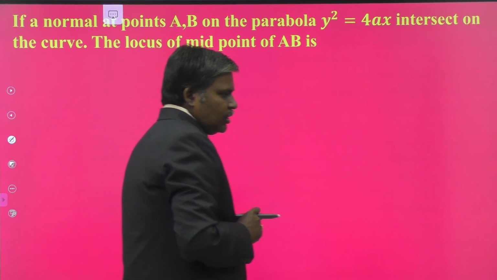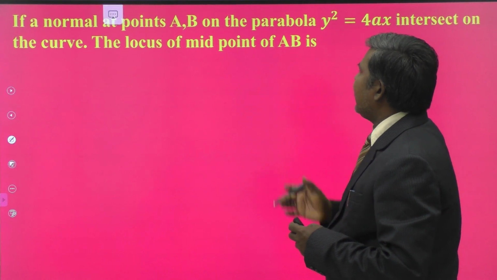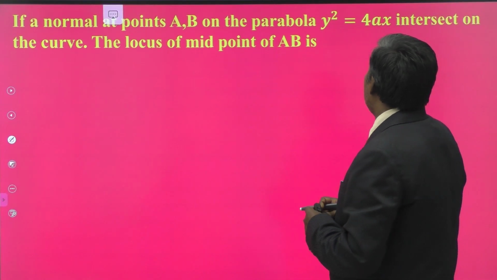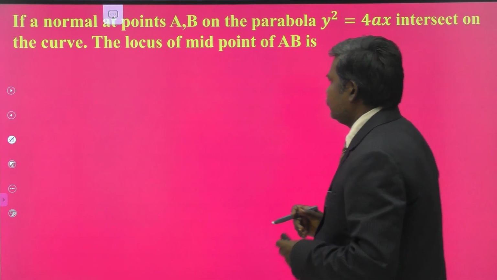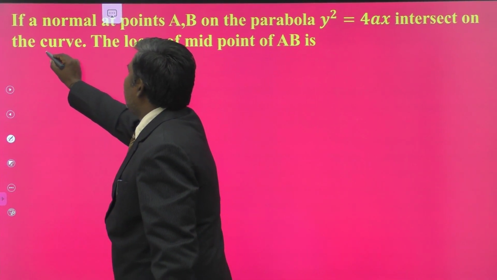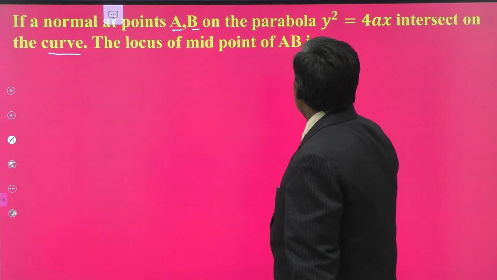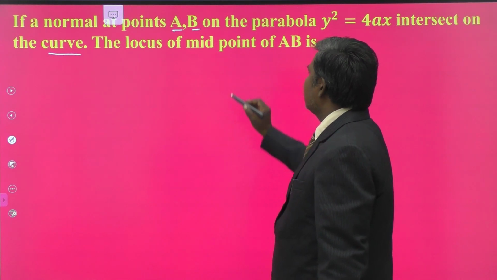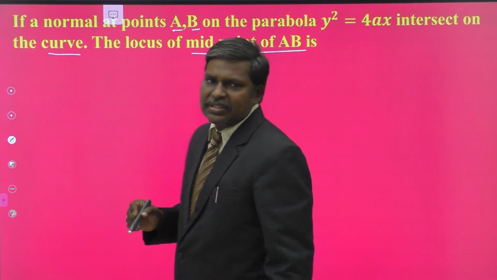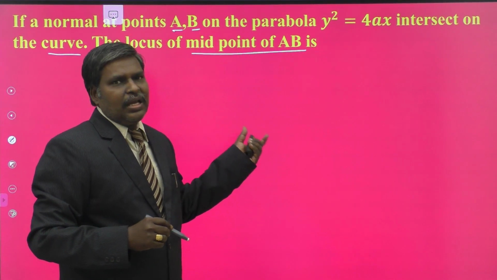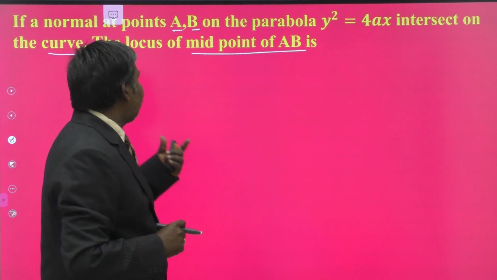This is the question. It is also the same model related to the above. If the normals at a, b on the parabola y square equal to 4ax intersect again on the curve, the normals to the parabola at A and B intersect the curve again on that parabola y square equal to 4ax. You have to find out the locus of midpoint of AB. In the previous class, we found AB square. Here they are asking the locus of midpoint of AB.